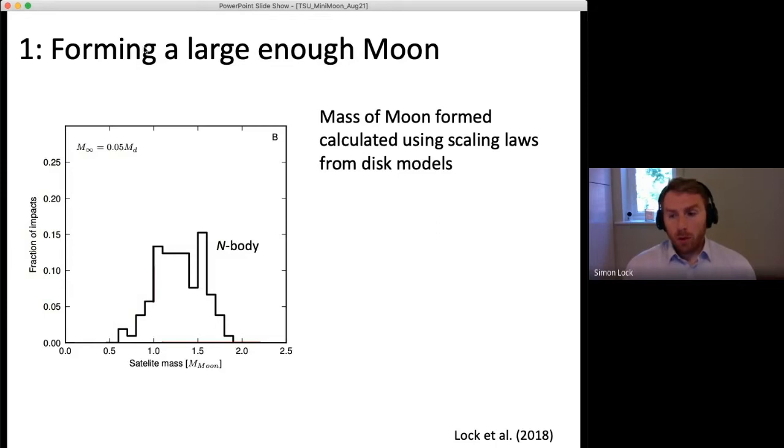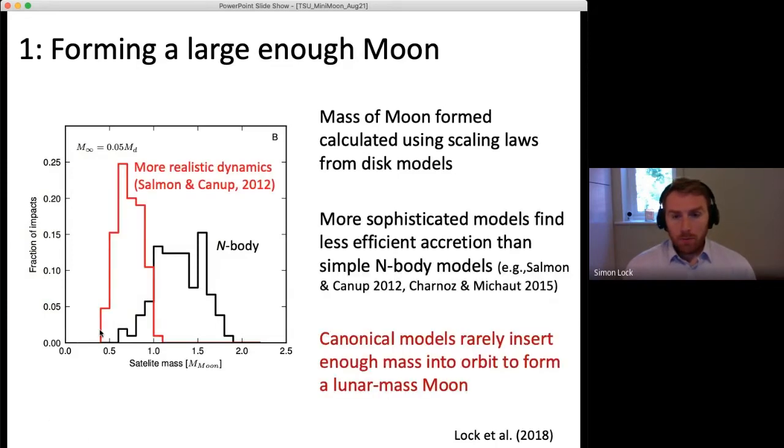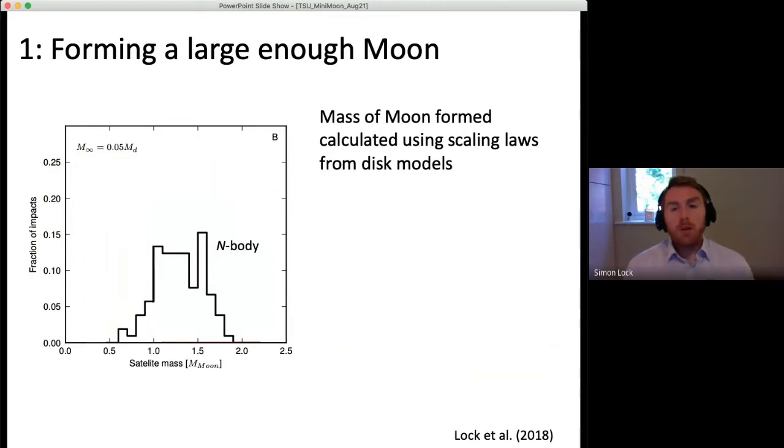And let's see if I can get a pointer going. Nope, I cannot get a pointer going. Sorry, come back to that.